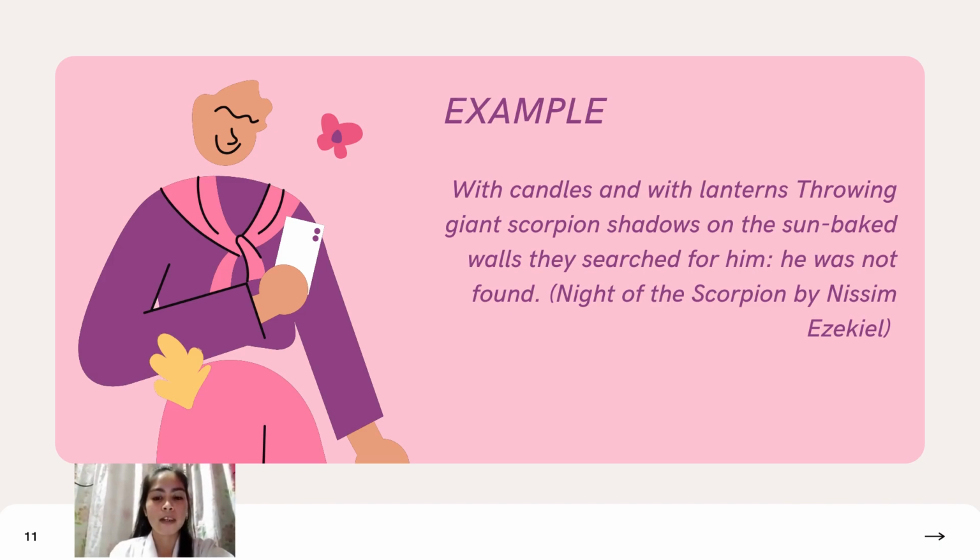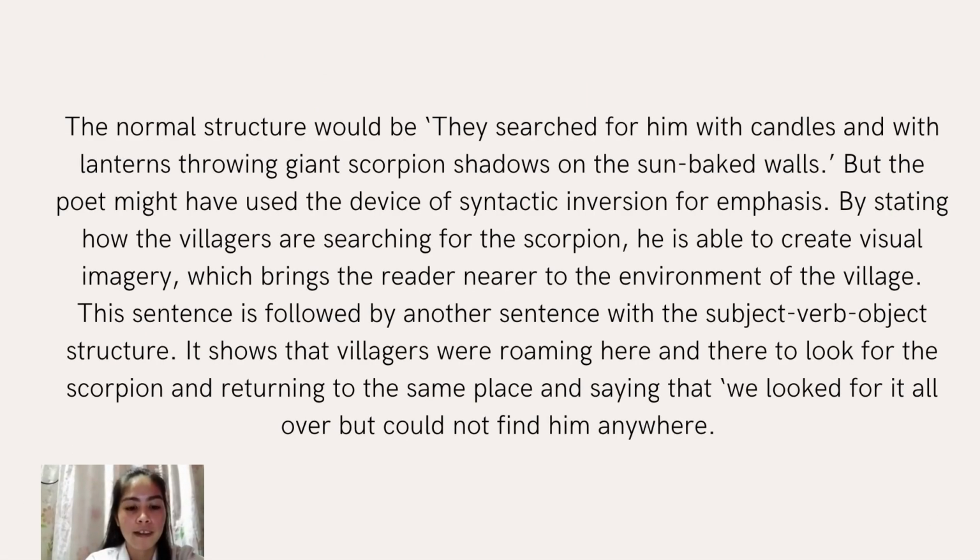Ezekiel's Night of the Scorpion is especially fit for analysis because although it is a narrative supposed to be uttered by a single speaker, Ezekiel succeeds in creating the illusion of a drama by evoking, through the speeches of the narrator and other participants, an intimate context of utterance, providing characterization and a structured piece of discourse. Normal structure would be: they searched for him with candles, and with lanterns throwing giant scorpion shadows on the sun-baked walls. But the poet might have used the device of syntactic inversion for emphasis.